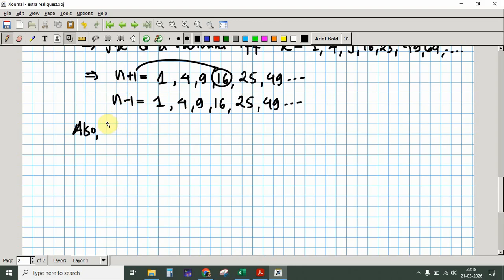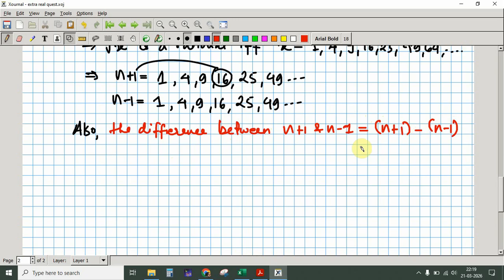Okay, what I want to write here is this. Also, the difference between n plus 1 and n minus 1 equals n plus 1 minus (n minus 1). So let me write it directly: 2.